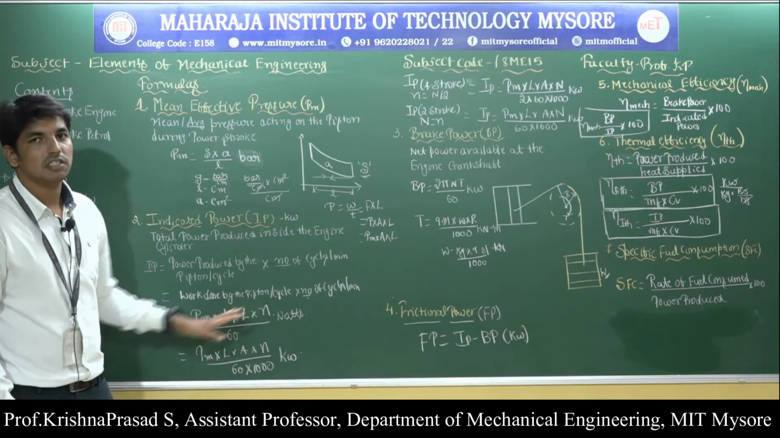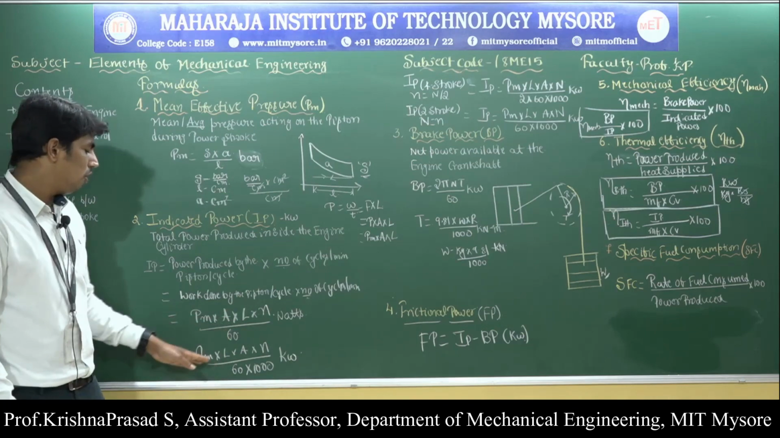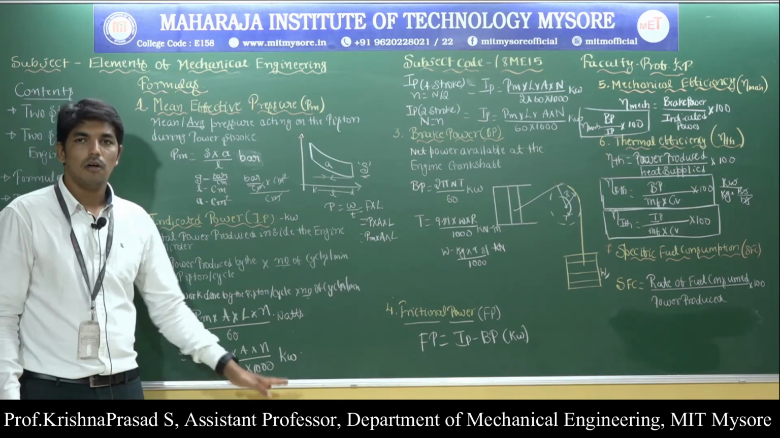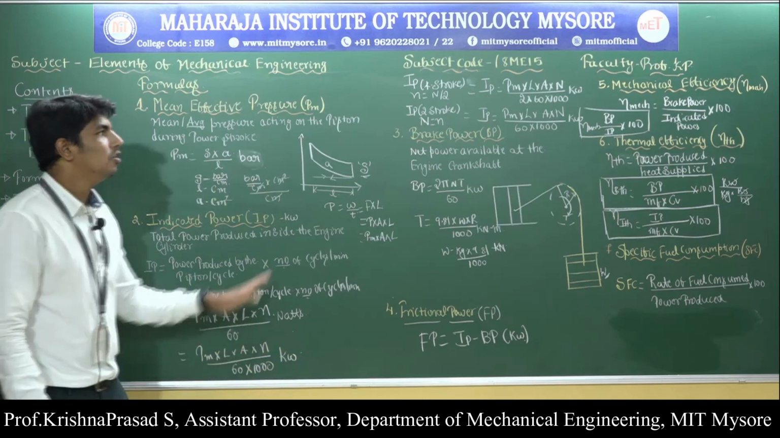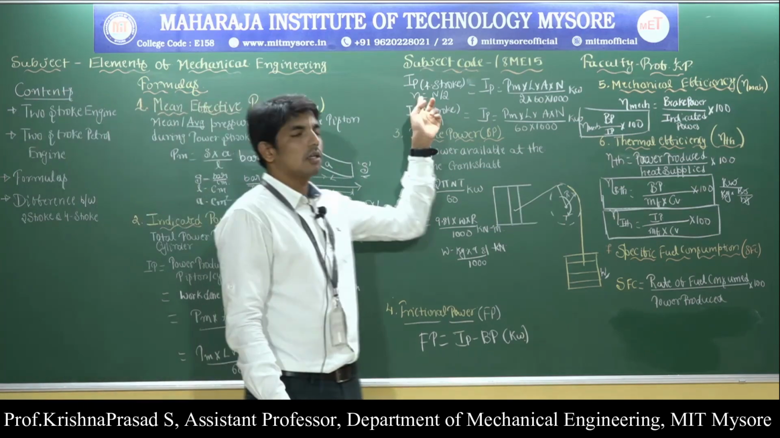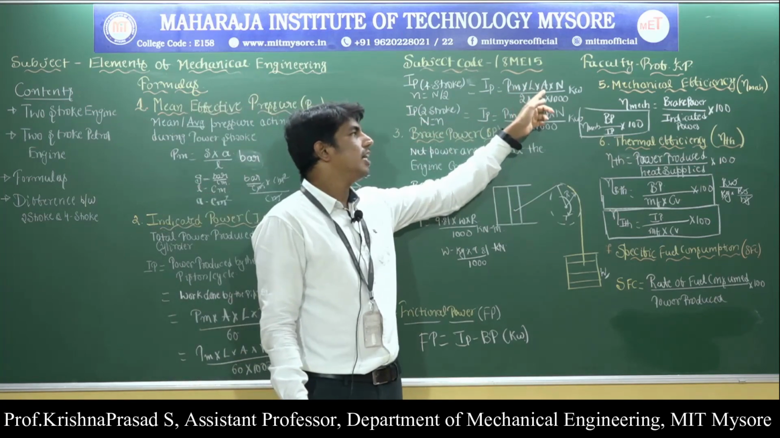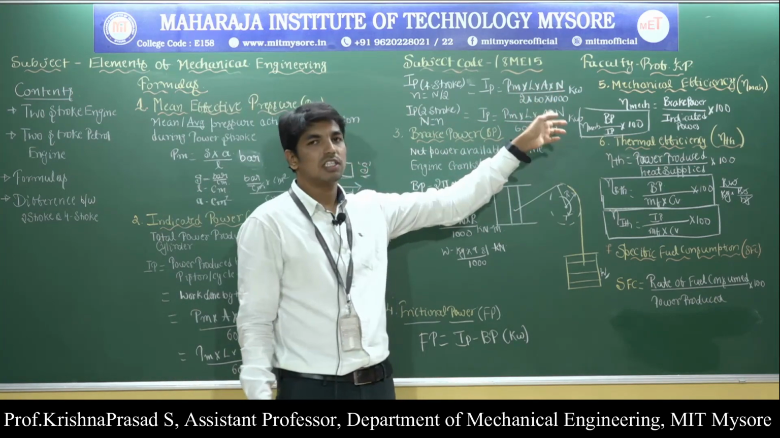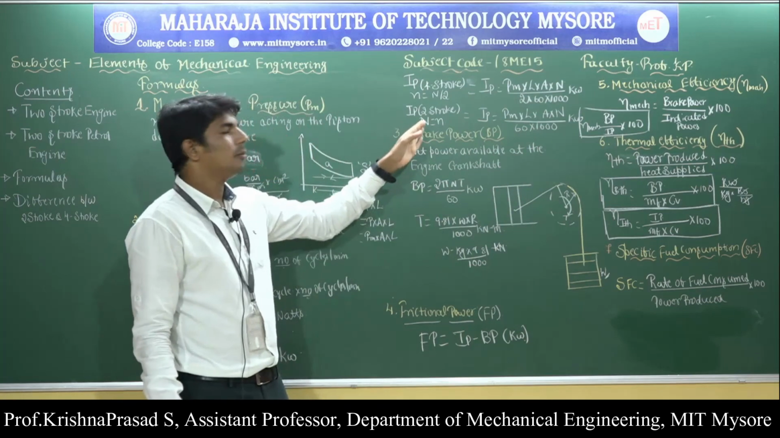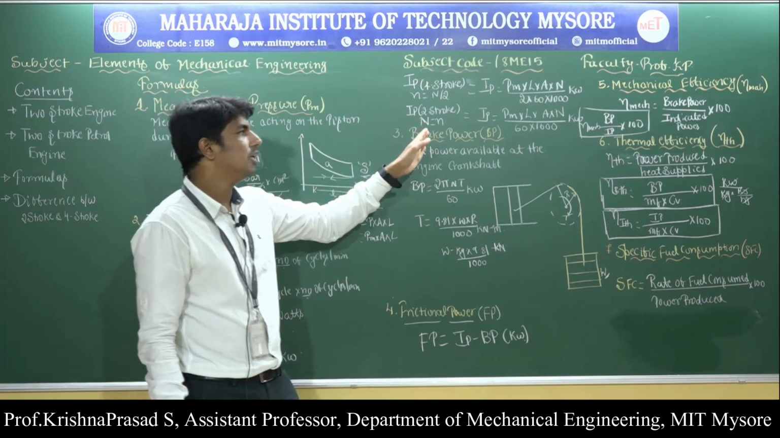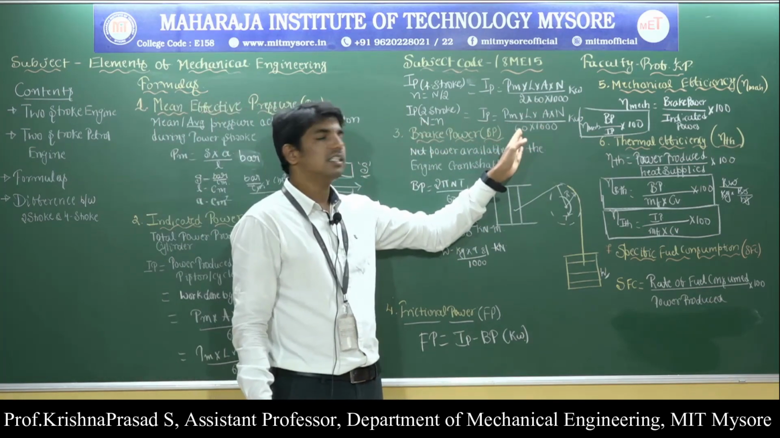Similarly, indicated power is nothing but total power produced inside the engine cylinder, denoted by IP and expressed in kilowatt, and that is equal to PLAN by 60 into 1000 in terms of kilowatt. For the 4-stroke engine, number of cycles is equal to capital N by 2, then PLAN into N by 2 into 60 by 1000. For 2-stroke engine, number of cycles is equal to engine crankshaft speed, that is PLAN into N by 60 into 1000.